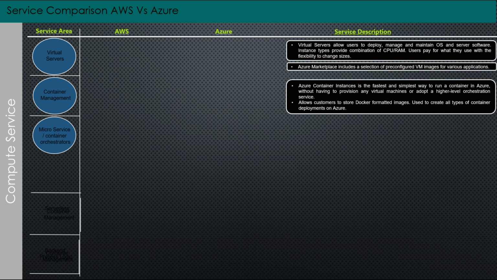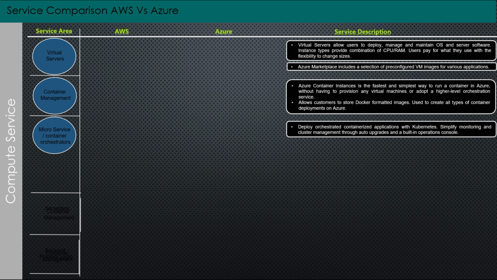Microservice container orchestrators. Service description: deploy orchestrated containerized applications with Kubernetes. Simplify monitoring and cluster management through auto upgrades and a built-in operations console.